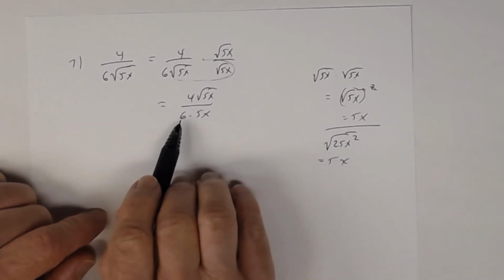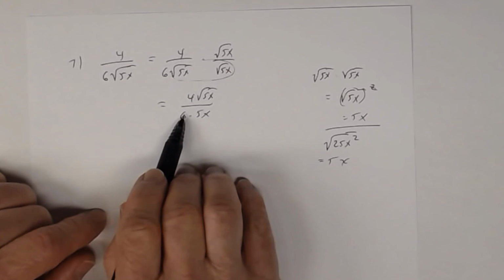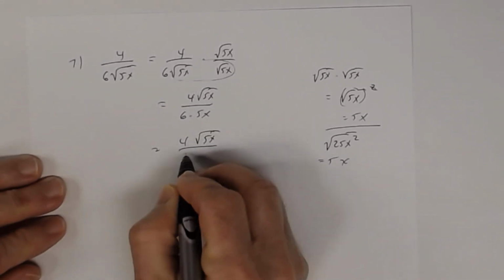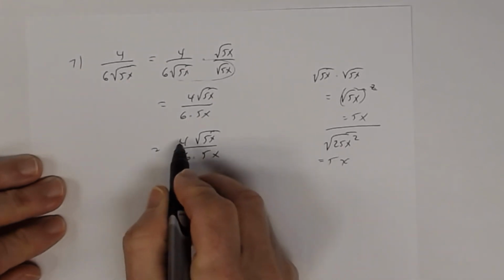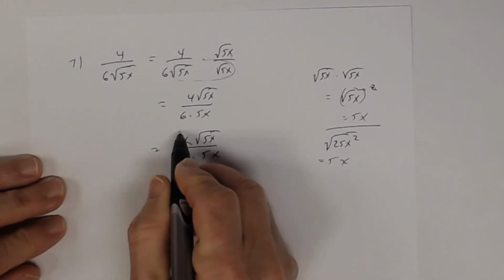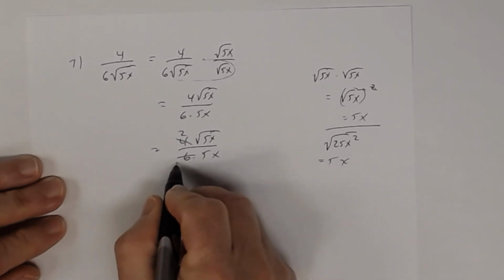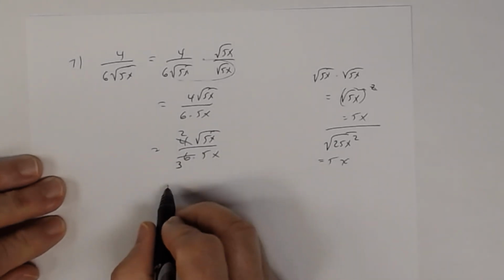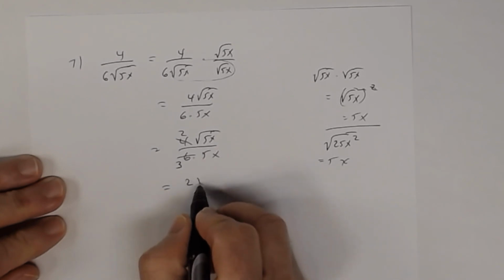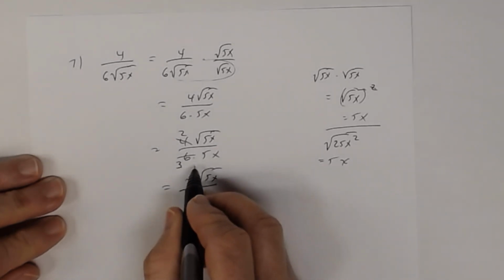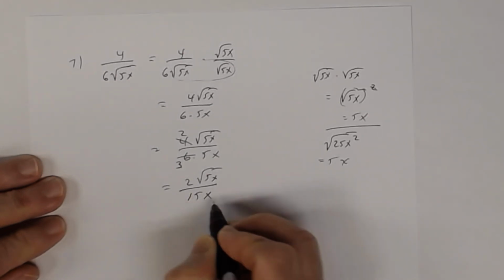All right. Now let's go ahead and reduce. So you see this 4 and the 6, I can reduce that. So let's go ahead and do that now. 4 divided by 2 is 2. 6 divided by 2 is 3. And that's about all I can do. So I'm going to get 2 square root of 5x divided by, and then 3 times 5 is 15. So you got to say that, 15x.